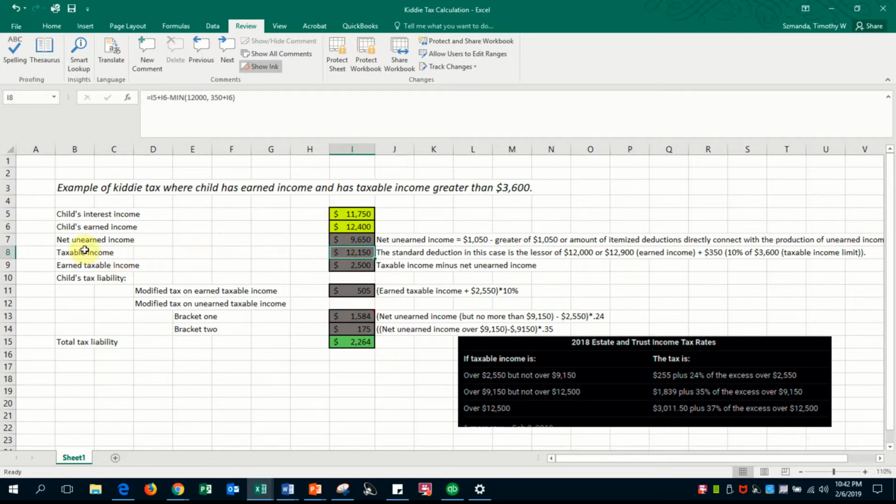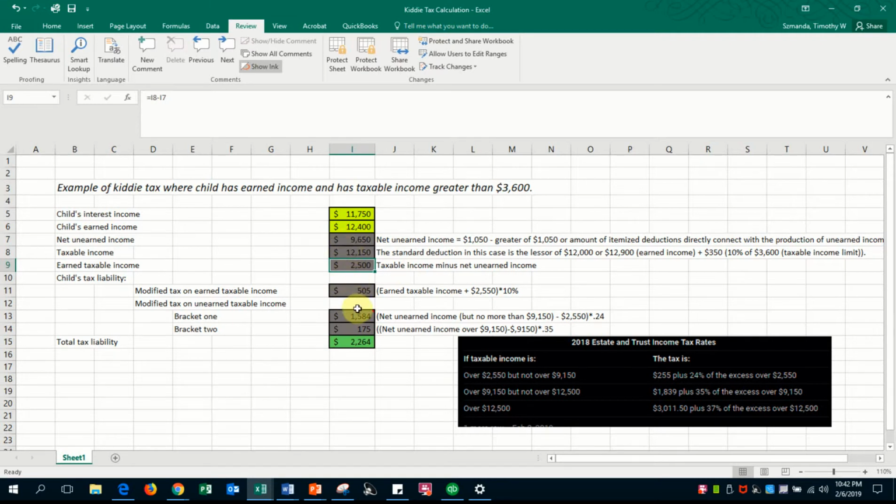plus the child's earned income of $12,400, and we'll deduct $12,000 to arrive at $12,150. After we calculate the taxable income, the next step is to calculate the earned taxable income, and that's calculated by taking the taxable income we just calculated and deducting from it the net unearned income of $9,650. So we wind up with the child's earned taxable income of $2,500.